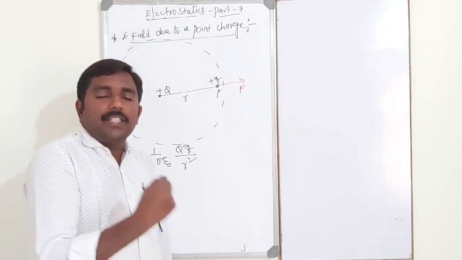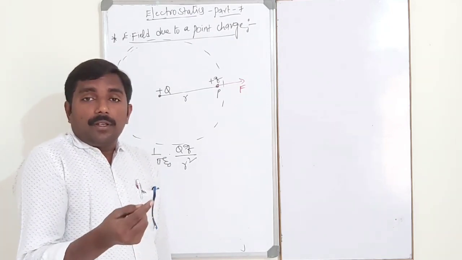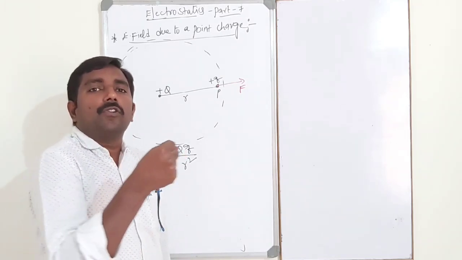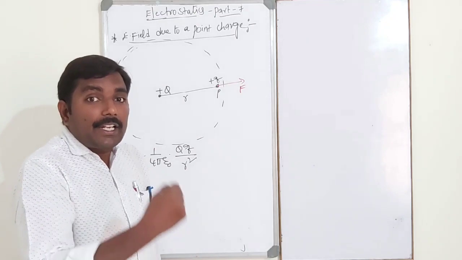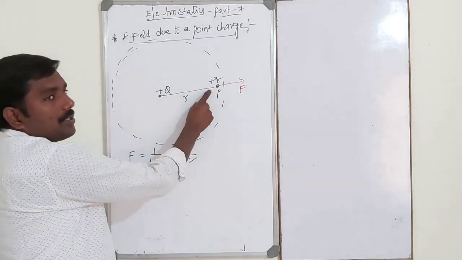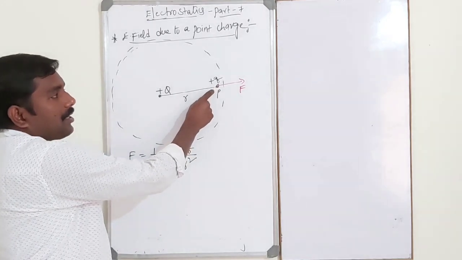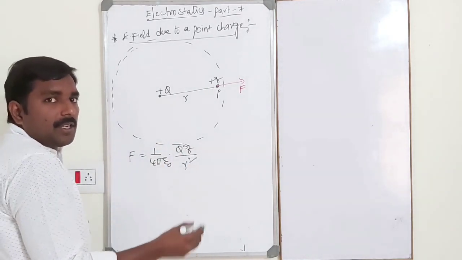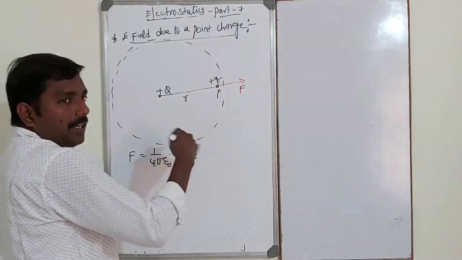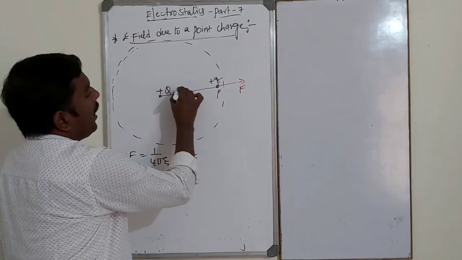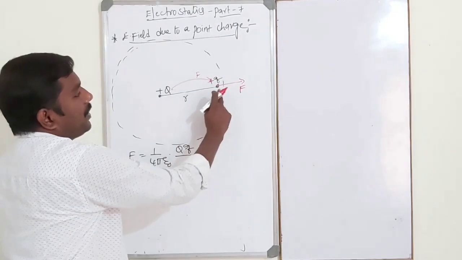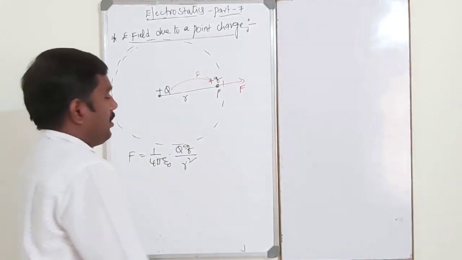Okay. So by the definition of electric field intensity, when a unit positive charge is kept inside the field, some quantity of force will be acting on it. That is called electric field intensity, or electric field strength. This is the force. The direction of force is radially outwards.